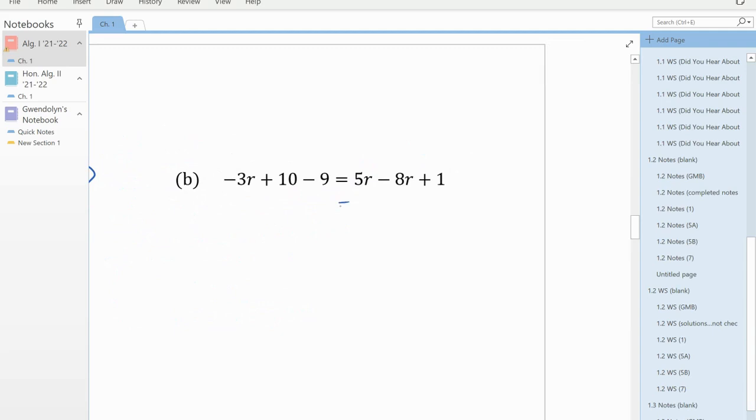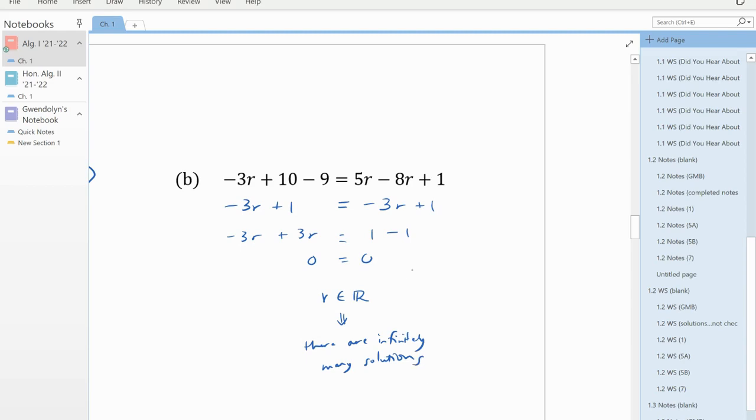Okay, all right, this one over here on the left, let's see. 10 minus 9 is 1. 5r minus 8r, that's negative 3r. If I get the r's on one side, constants on the other. True. That means everything works. So I'm going to say r is an element of the reals, which means that there are infinitely many solutions. Every single real number in the world is a solution.